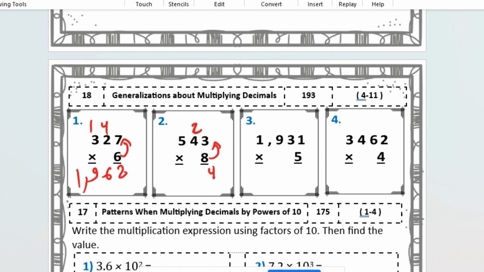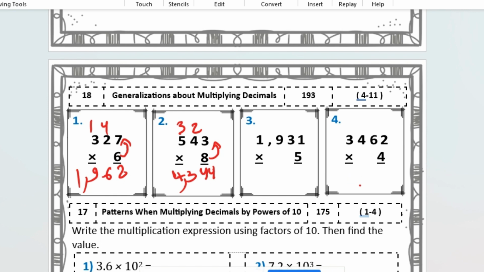8 times 3 is 24, we put 4 and 2 above. 8 times 4 is 32, plus 2 is 34, so we put 4 and 3 above. 8 times 5 is 40, plus 3 is 43. So 4,344.